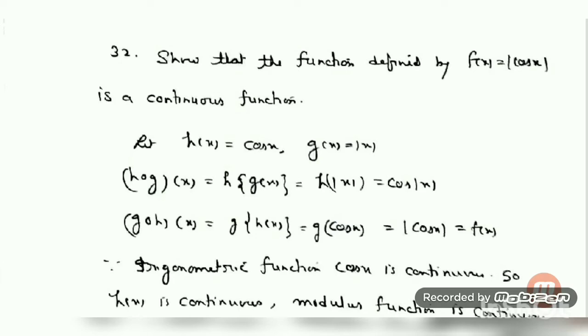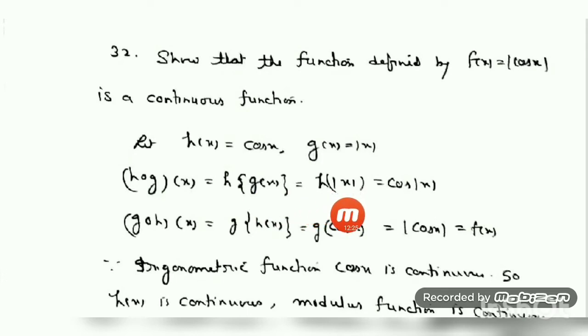Now let us proceed to one more question of this type. Show that the function defined by f(x) equal to modulus of cos x is a continuous function. Here you see, we first try to get modulus of cos x, because it is a combination of modulus function and trigonometric function. So I have named the functions h(x) as cos x and g(x) as modulus of x. Now after that I have found h of g of x. By definition, h of g(x), g(x) is equal to mod x. So modulus of x is h of modulus of x.